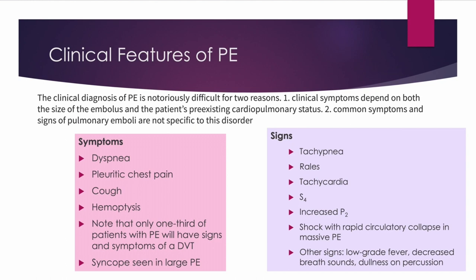The big massive PEs, especially what we term saddle emboli, which straddle the two large pulmonary arteries, can be catastrophic. You can get shock, rapid circulatory collapse, and these happen with large massive PEs. Most of the time, these patients don't even make it to the ER. They're one of those drop dead situations. Other signs, which are less common, are low grade fever, decreased breath sounds, and dullness to percussion.